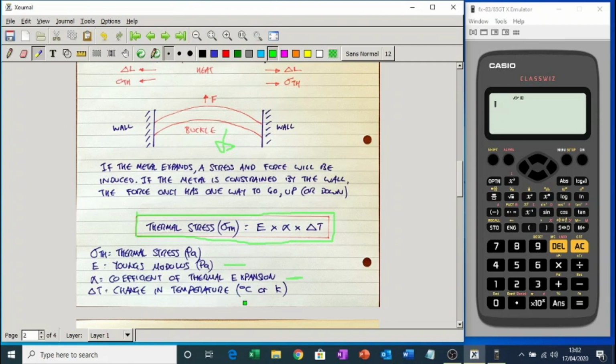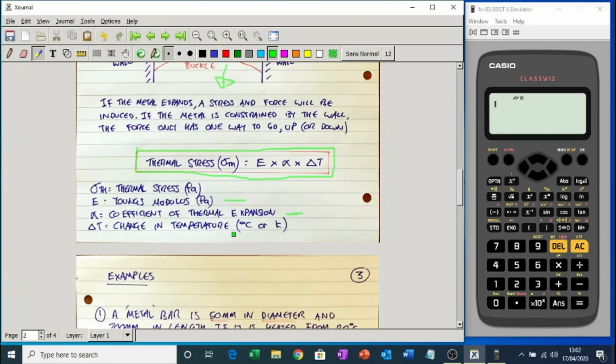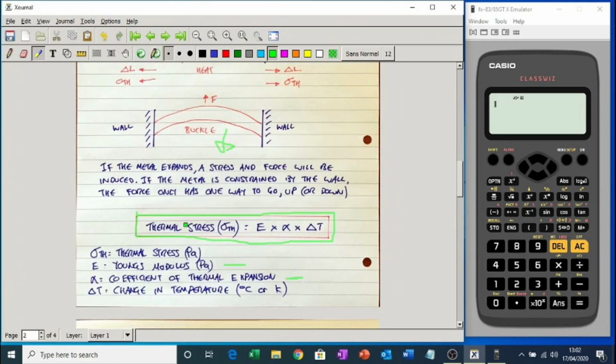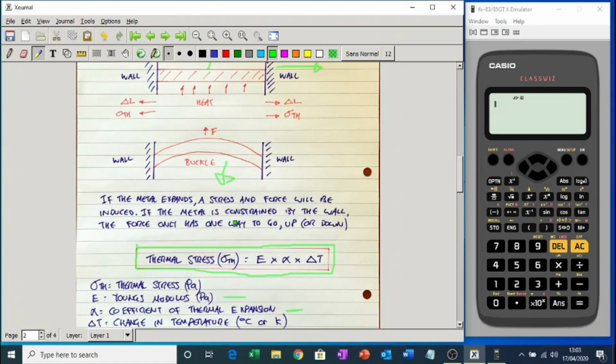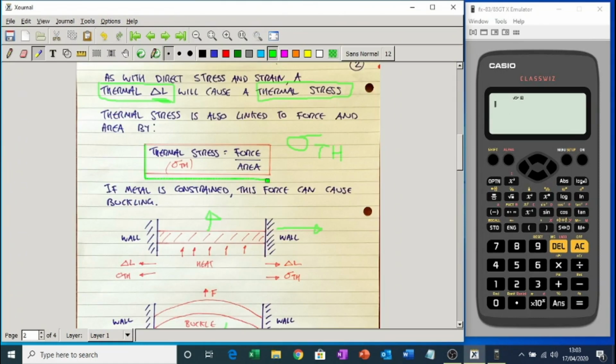Change in temperature: it doesn't matter what unit you're in, it can be in degrees C or Kelvin, because it's the change, as long as they're both in the same units. So that is thermal stress. And from thermal stress, we can then work out force, because we know this force. We could work out area. Don't forget the area is going to be the cross-sectional area. So that's the three formulas we use.